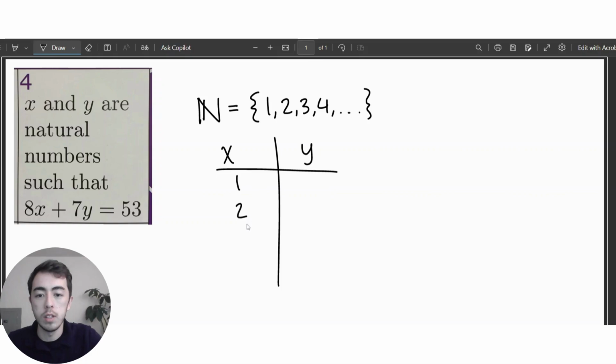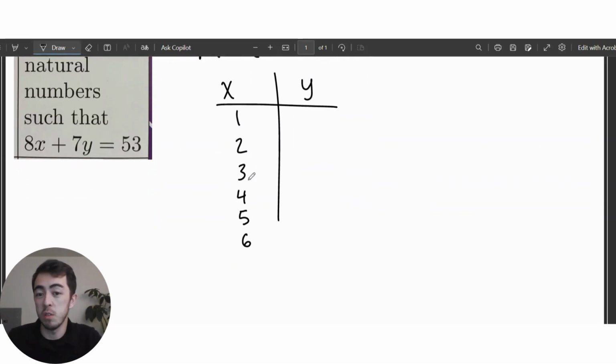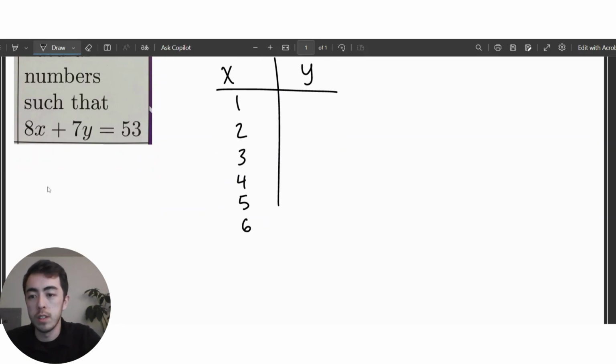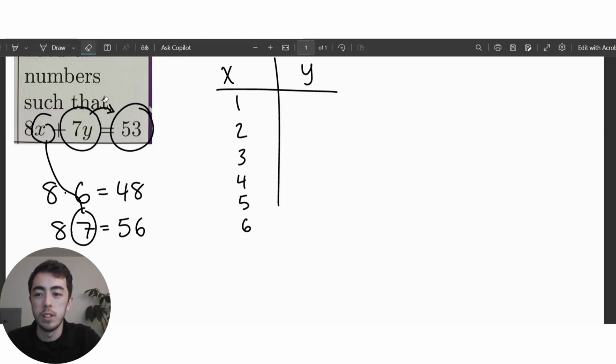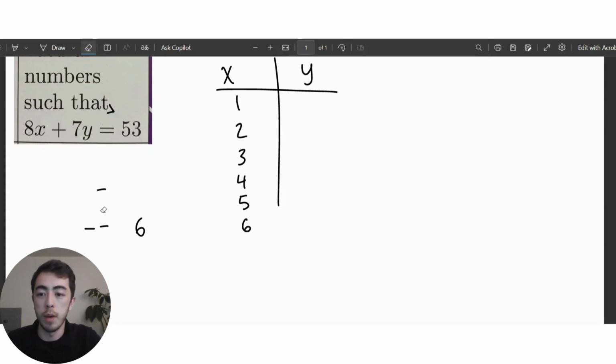So I'll try 1, and then 2, and then 3, and then 4. And I know that the answer is 4, but I'll pretend that I don't know for a sec, and I would just keep trying until I can't go any further. One thing that I know is that 8 times 6 is 48, and 8 times 7 is 56. That's already bigger than 53. So if I choose x equals 7, that's already way too big because I would then need to subtract some amount to get 53. So x is 7 is already too big. I can't pick that one. And I know that I can stop at x equals 6.